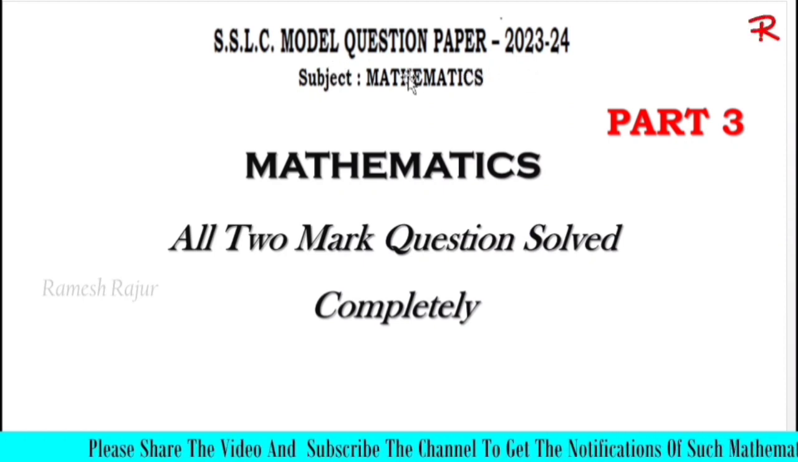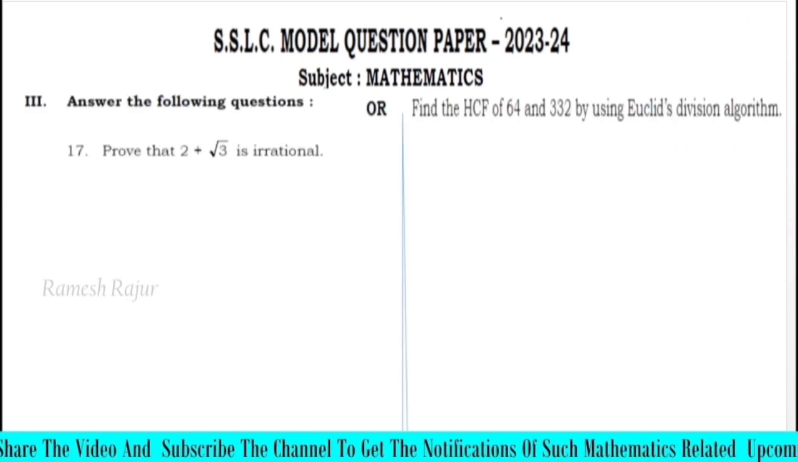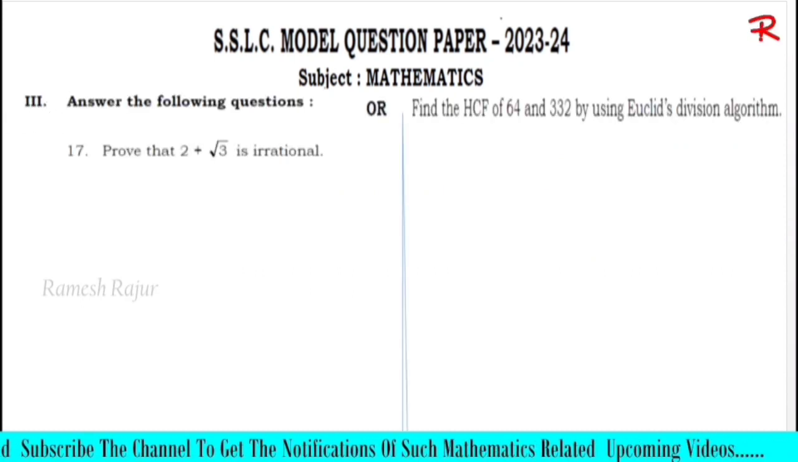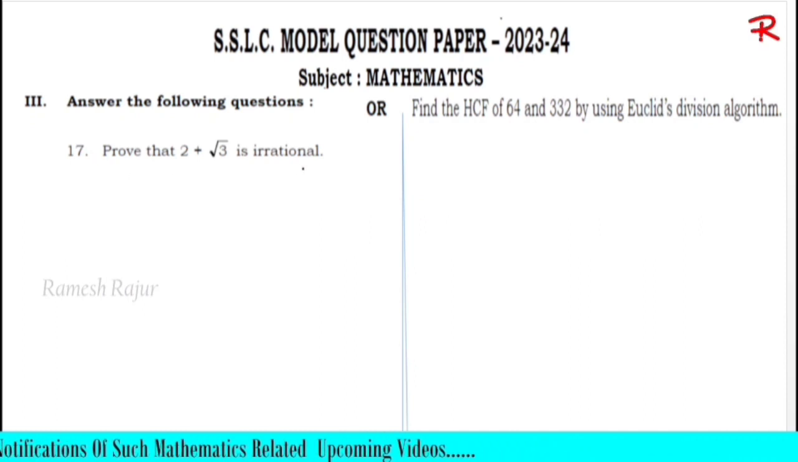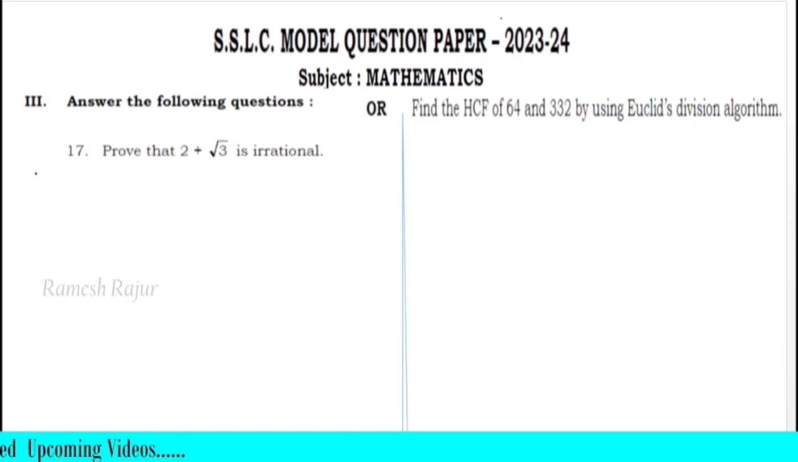Today let us solve all the 2 marks questions from the model question paper of 2023-24. In this section, the first question is we have to prove that 2 plus root 3 is irrational. To prove this one, we have to assume that 2 plus root 3 is rational.